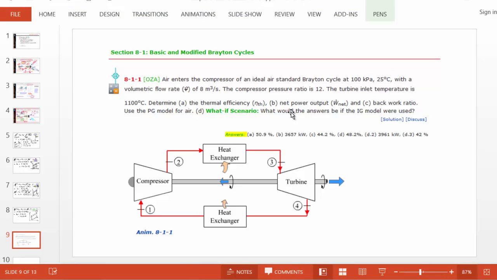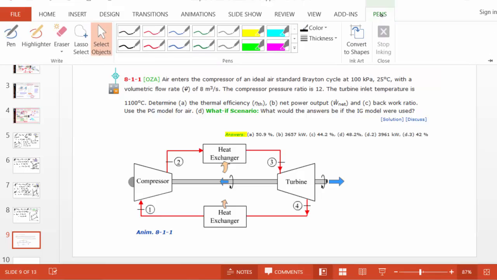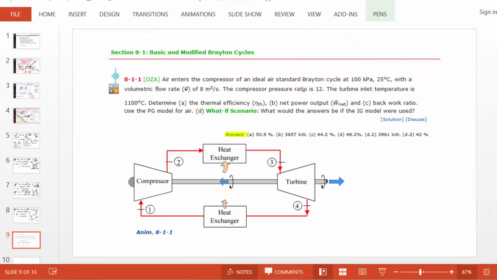So I've copied the problem here. Let's look at the problem. What is given here is that this is an air standard Brayton cycle. Air is entering at atmospheric conditions, 100 kPa, 25 degrees Celsius. And the volumetric flow rate is given.